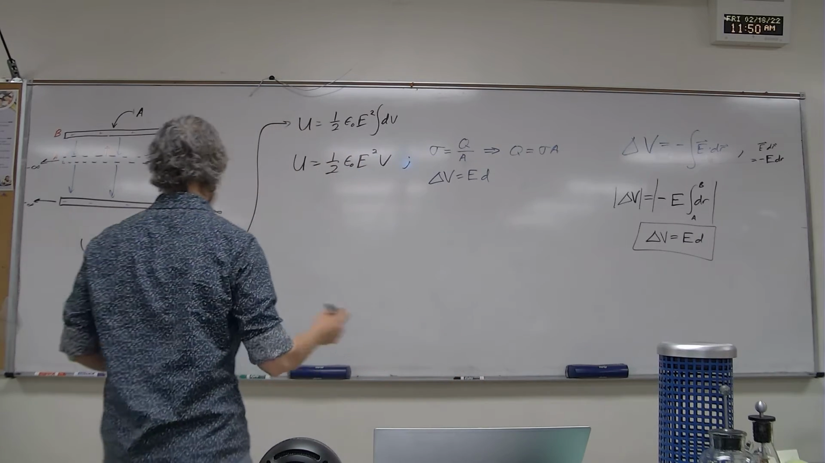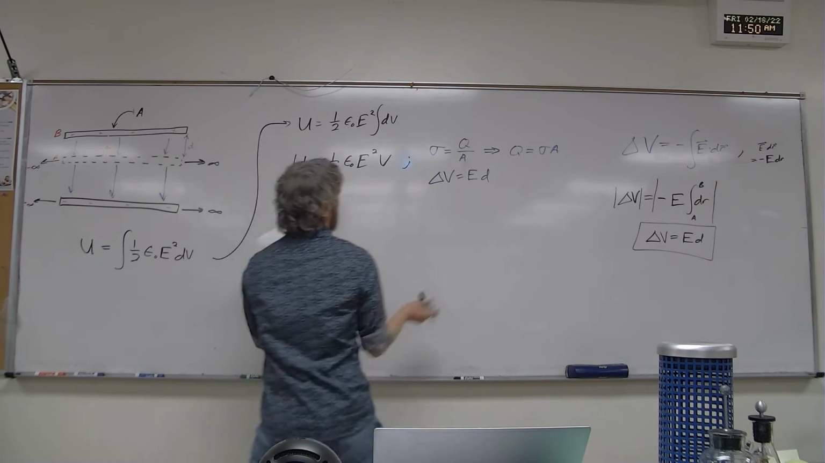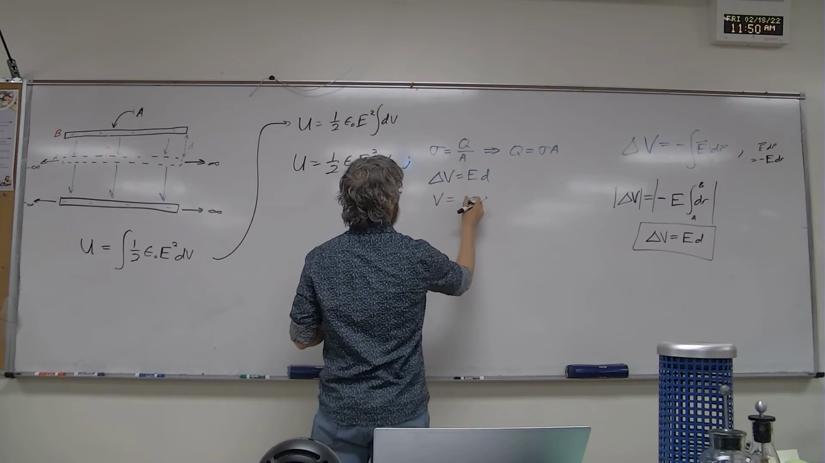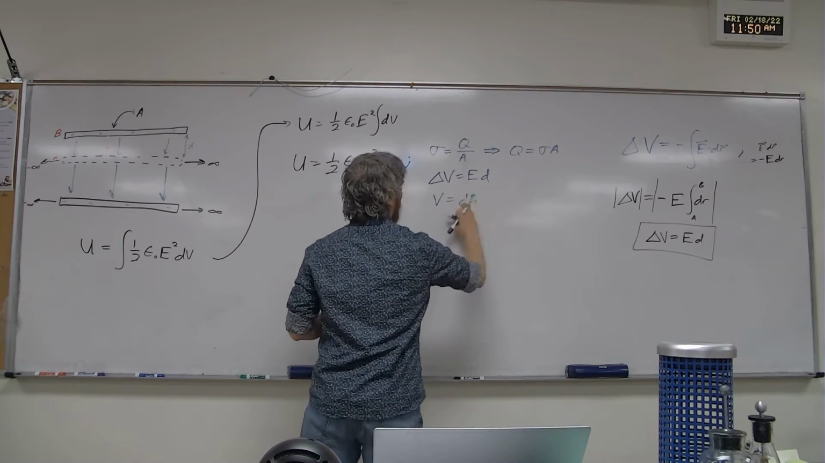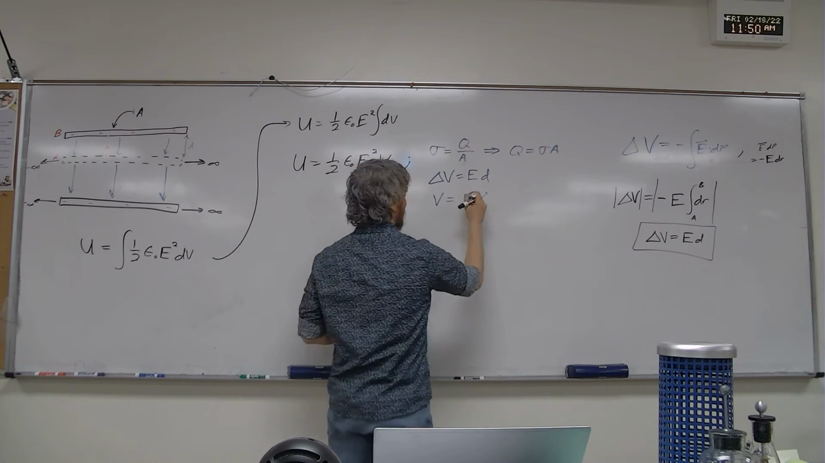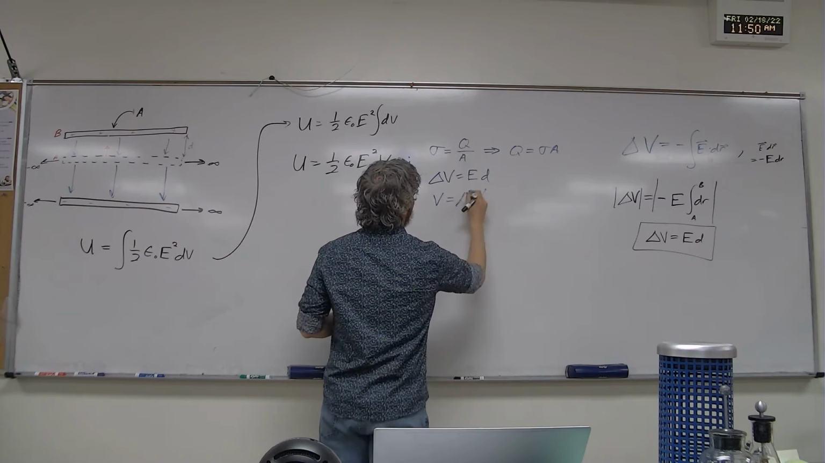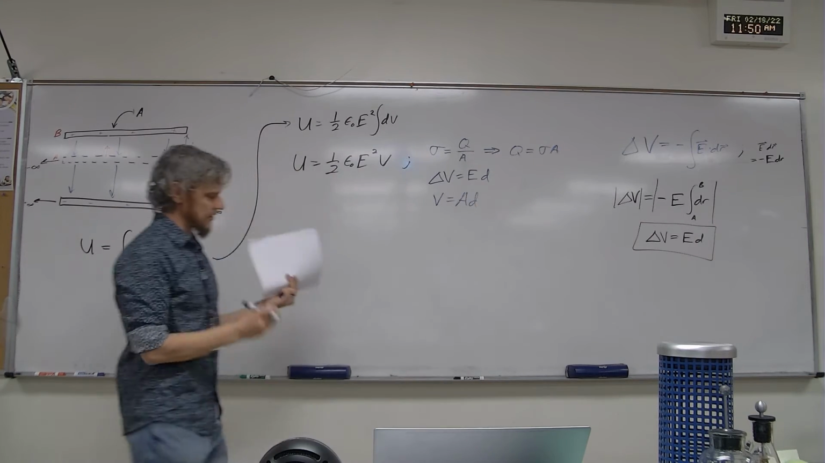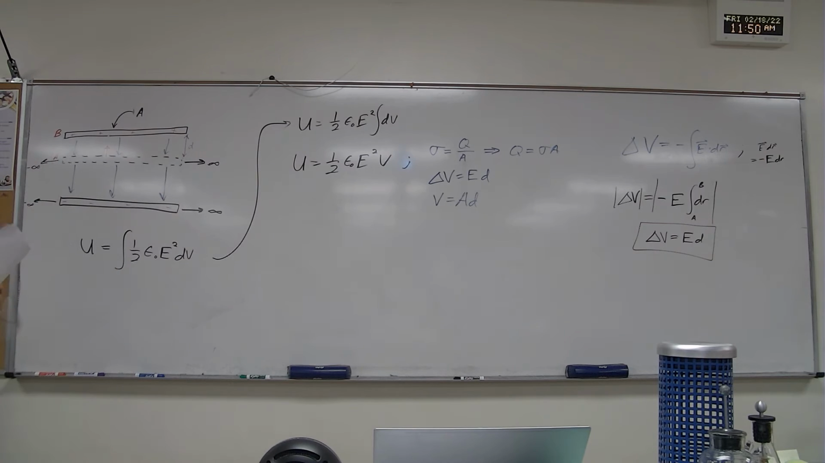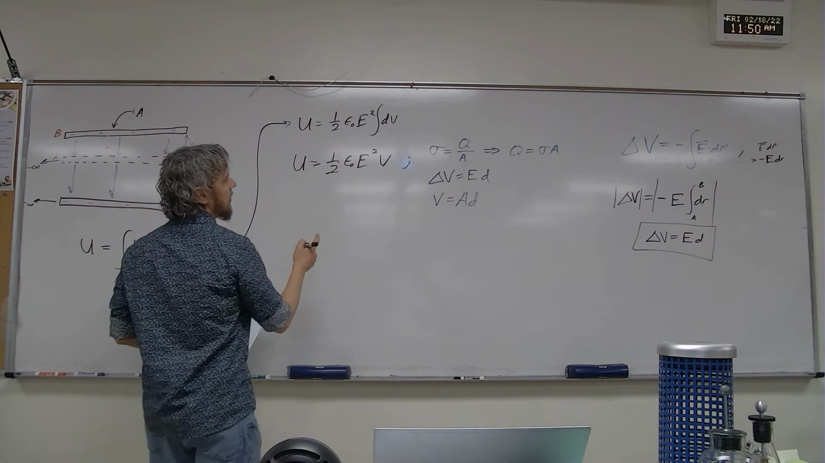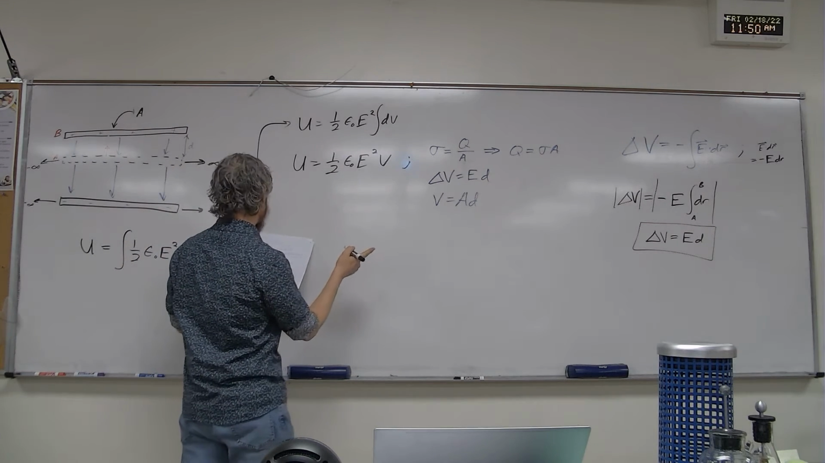DA. Where's my blue? DA. The volume is D times A. I'm going to write A times D, otherwise it looks like a... yeah. It looks like an infinitesimally small area vector, right? Okay, so let's make some substitutions here.